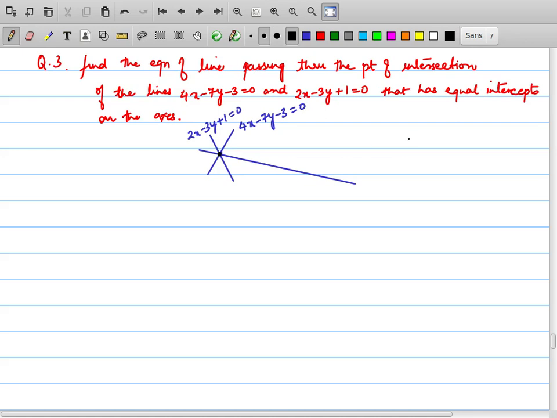Either we use intercept form, x upon a plus y upon b is 1, or we can make use of the fact that if the line makes equal intercepts, its slope is what? Minus 1. Now if we can find out this point, and this is the point of intersection, this we can easily find out by solving these two equations simultaneously. Therefore this becomes our point through which our line is passing, and slope we already know. We can use y minus y1 equals m times x minus x1.